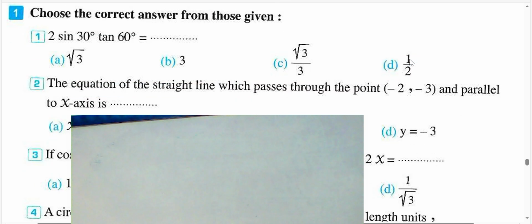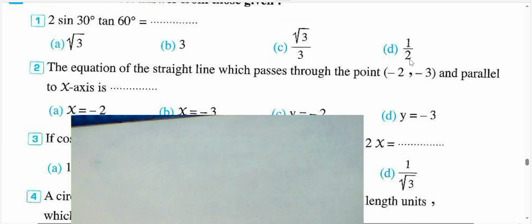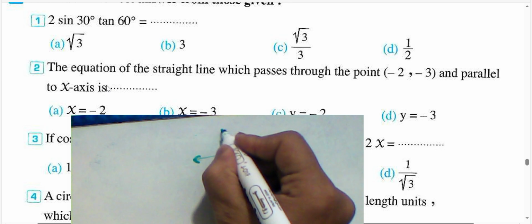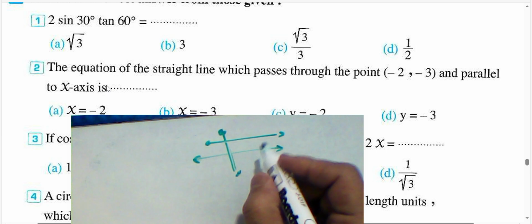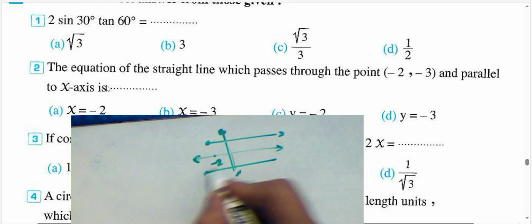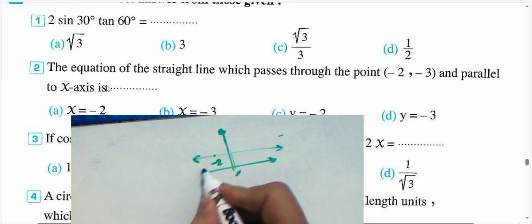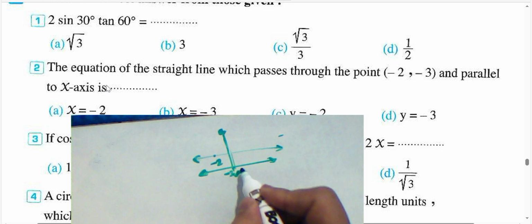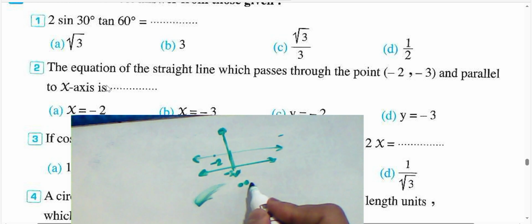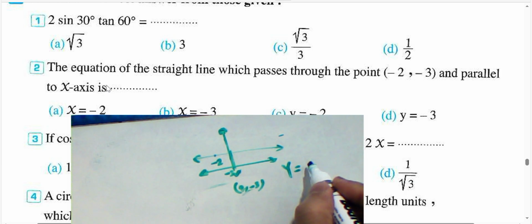Next question. The equation of the straight line which passes through (-2, -3) and is parallel to the x-axis. Parallel to the x-axis, what will it be? The slope will be 0. And the point (-2, -3) lies on it like this. Then the straight line is passing through the y-axis at the point (0, -3), in the relation y equals -3.